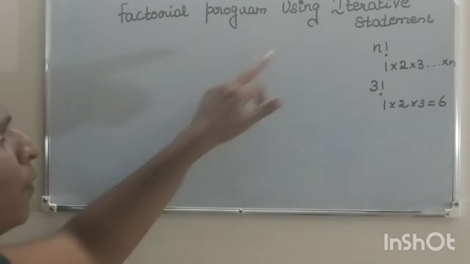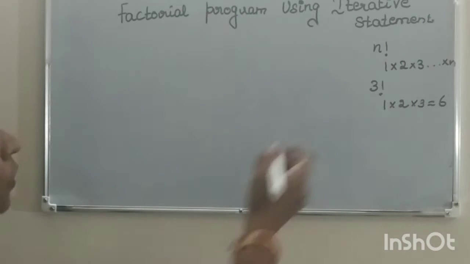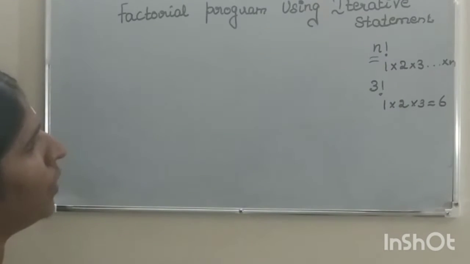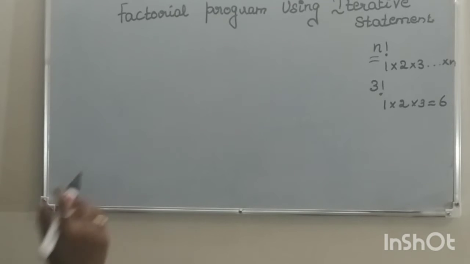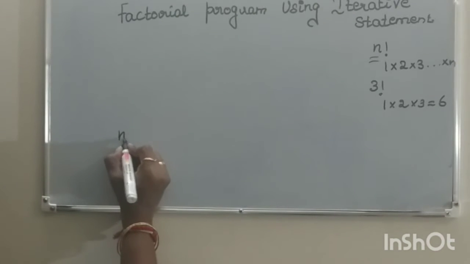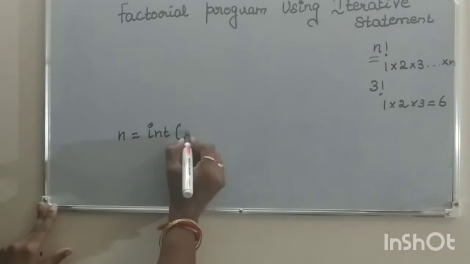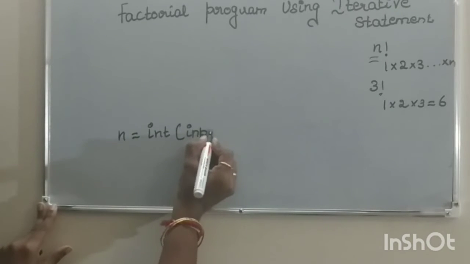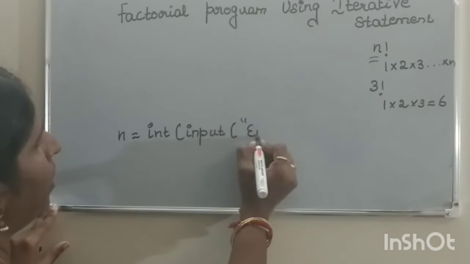This is the concept inside the factorial. The type of statement I am going to apply here is an iterative statement. You have to get this n value from the user. We know how to get the value from the user: using the input statement. n equal to int of input of "enter number".